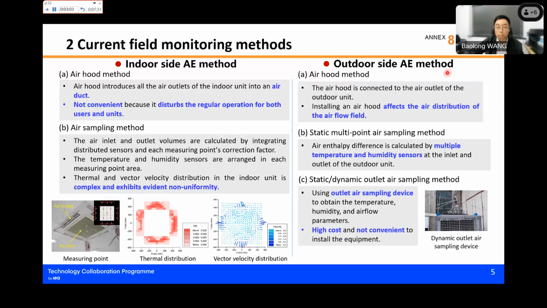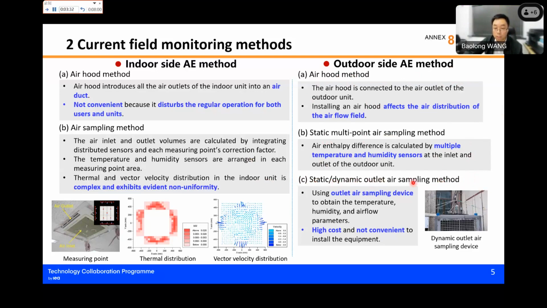This kind of method, the air sampling method, can also be used on the outdoor side. It's similar to the indoor side. But for the air sampling method, currently there are two kinds of methods. One is very similar to the indoor side air sampling method. We call that the static multi-point air sampling method. But there is also another kind of method.